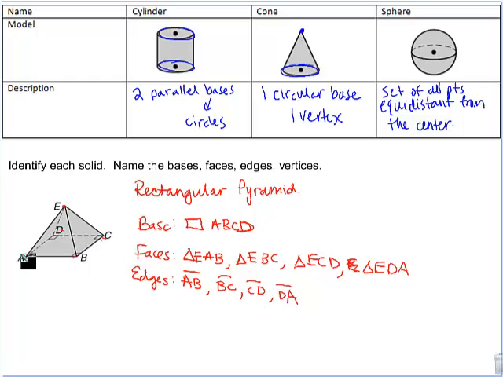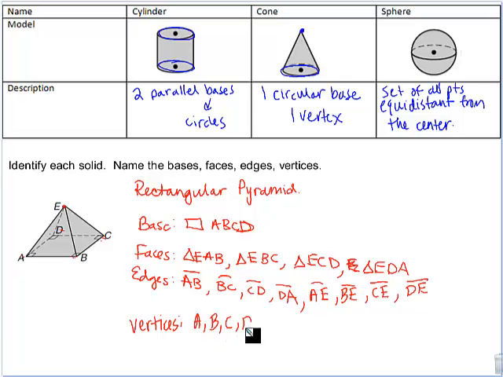And then we would name the edges going up to the vertex. So we would have AE, BE, CE, and DE. And then we want to name all the vertices. The vertices are just all the corners or all the points. So this would be A, B, C, D, and E.